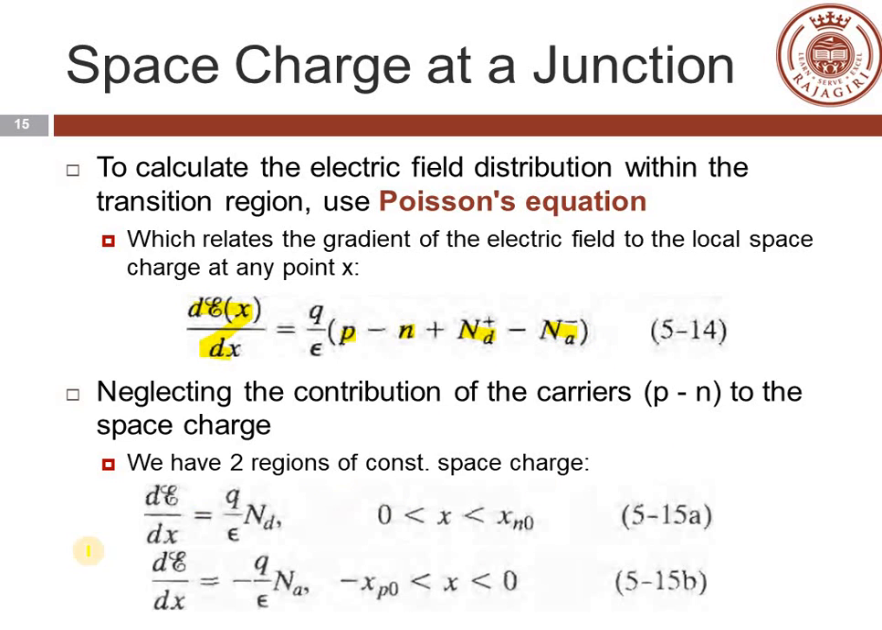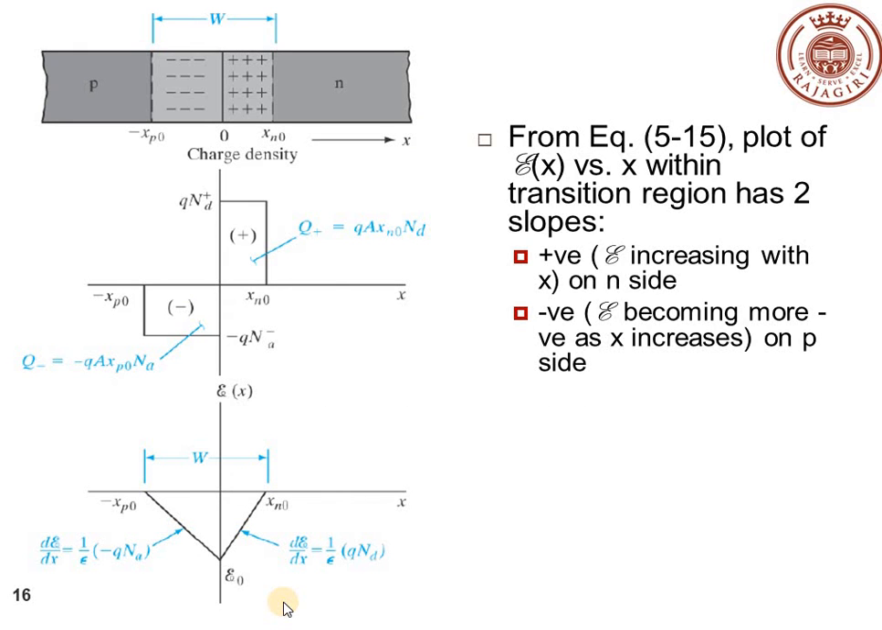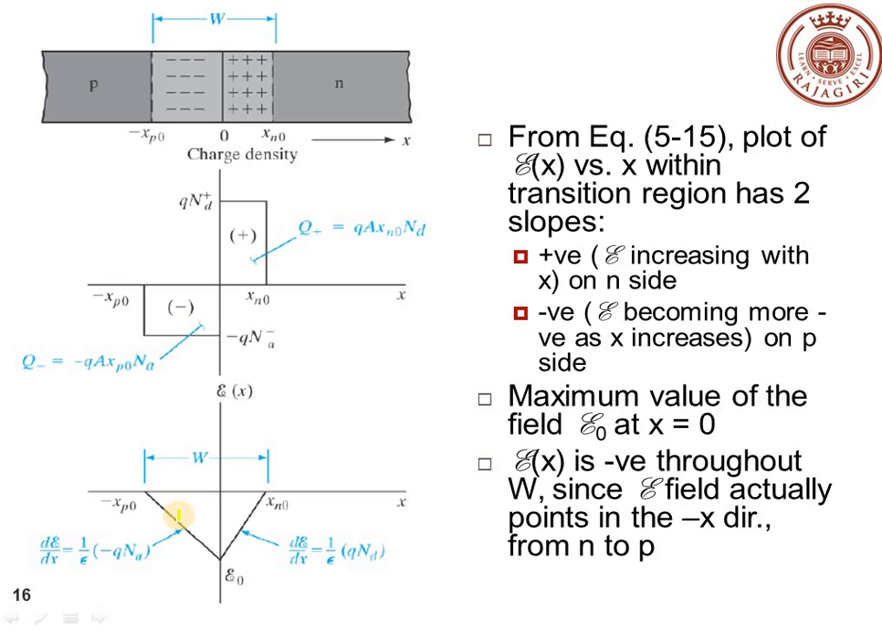Now we will be plotting the gradient of the electric field. We know the electric field is in the minus x direction, so our electric field is always negative. So we plotted that. We know Q by epsilon into Nd gives a positive slope, and minus Q by epsilon into Na gives a negative slope. So we can plot it like this.